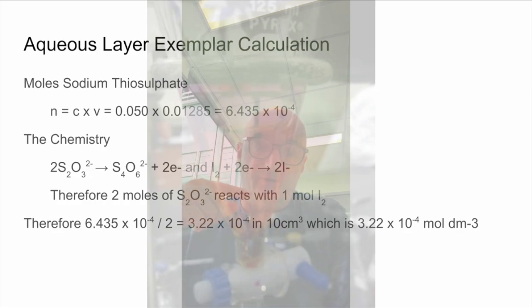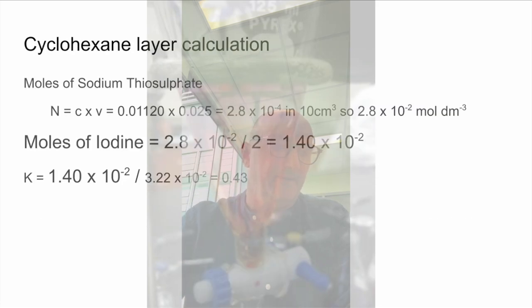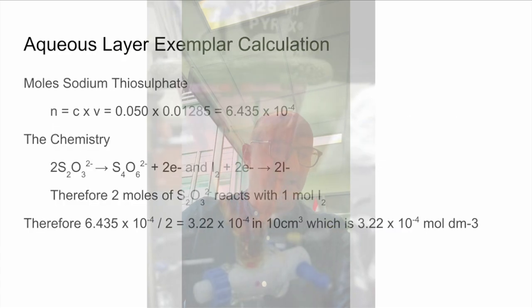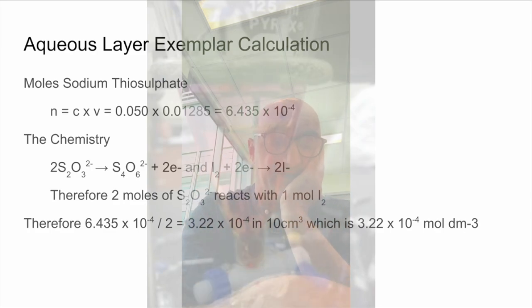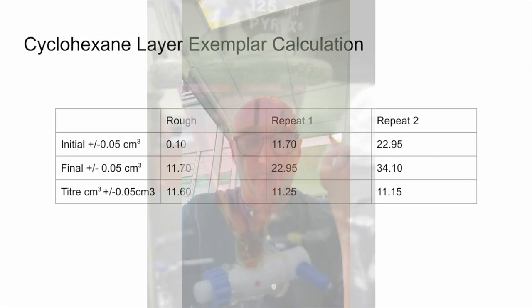But in a litre, it's 3.22 × 10⁻². Yes. Okay. So I think that was a mistake there, wasn't it? I didn't put the 2 there, I put the 4 there. It should be 10⁻². That's what threw me. So it's 3.22 × 10⁻⁴ in 10 cm³, correct. But there's an error there. It should be 3.22 × 10⁻² in moles per decimeter cubed.